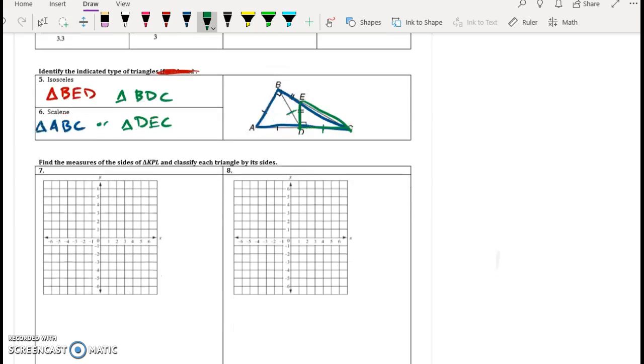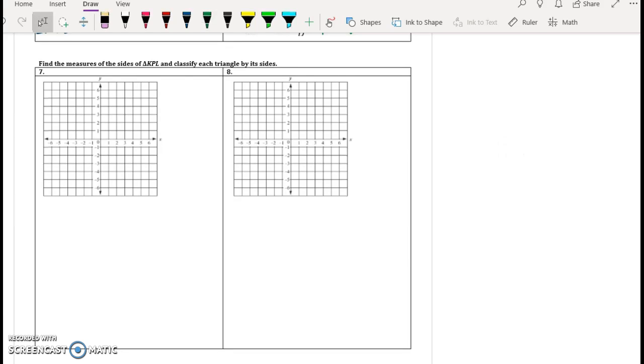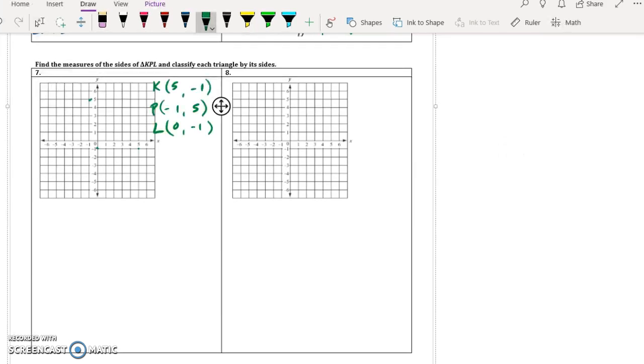Alright, now for number 7. Number 7 says to find the measure of the sides of triangle KPL, then classify each triangle by its sides. I don't know why it got cut off, but here are the ordered pairs we're going to be using. K, P, and L. So let's plot those points. Here's K. Here's P.